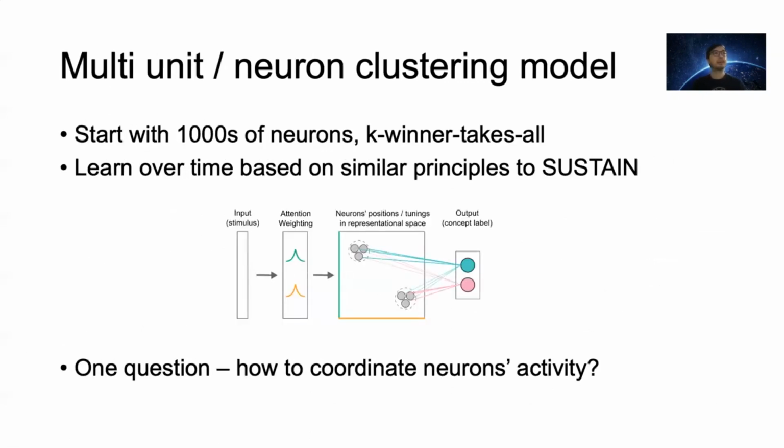So we built a multi-neuron clustering model. We start now with thousands of neurons, and we have K winner takes all rather than a single cluster takes all. And we learn over time based on similar principles to SUSTAIN. On each trial, the model gets an input, you weight the different features with the attention, and then you have multiple units that respond to the stimulus and make a category decision. So now that we have so many neurons, one question is, how can we coordinate the neurons' activity?